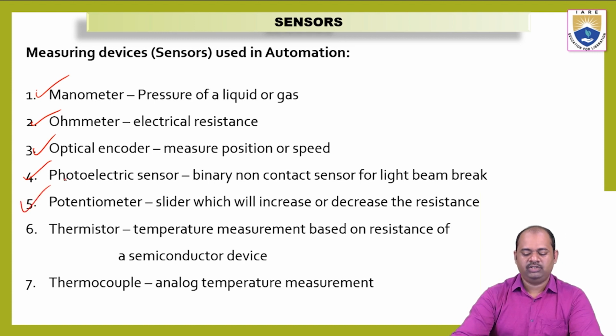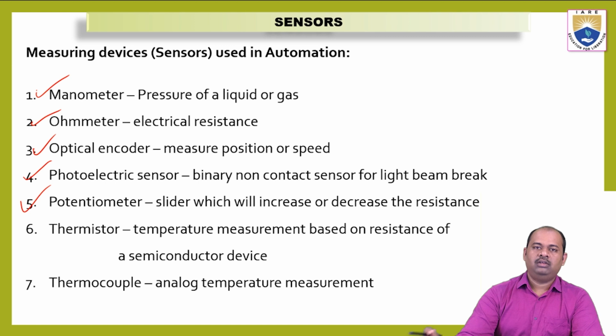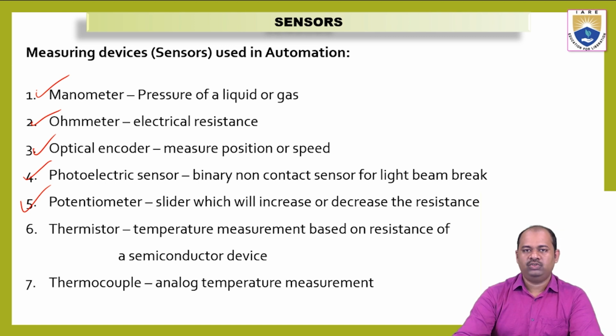And then potentiometer. Potentiometer is a device which is used to increase or decrease the resistance depending on the position of the sliding part on the potentiometer, where we will use this potentiometer for measuring the resistance. In turn, it can be used for measuring the position also.